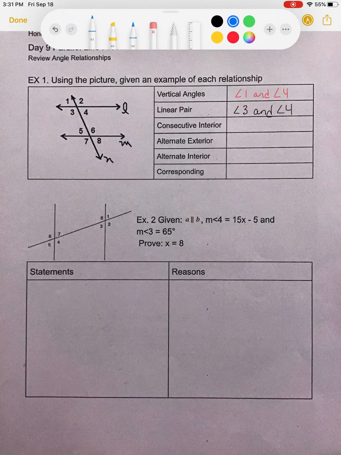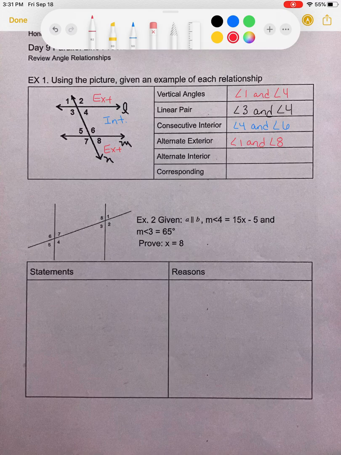Consecutive interior. Remember, interior means they are going to be between the two lines, and the word consecutive means right next to each other. So angle 4 and angle 6 are considered consecutive interior. Let's look at alternate exterior. Exterior are going to be outside of these lines. So alternate exterior means on the outside and on opposite sides. So like angle 1 and angle 8 would be alternate exterior. Or you could say angle 2 and angle 7.